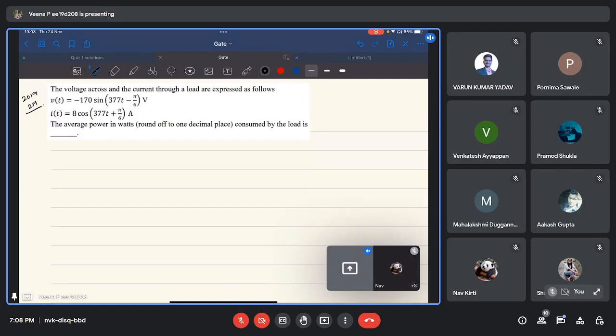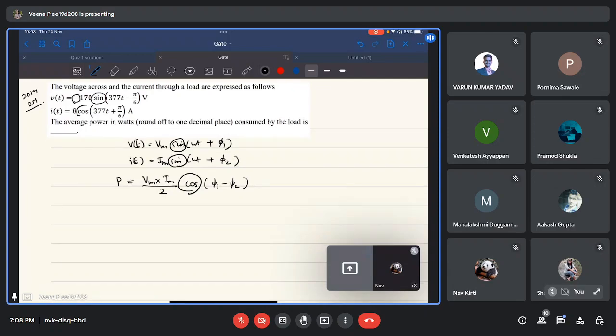So when there are 2 waveforms of similar frequencies, we have voltage and current. Say V of t is Vm sine of omega t plus an angle, say phi 1, and I of t is Im sine of the same frequency, omega t plus or minus phi 2. Then the active power is given by V max into I max by 2, cosine of the angle between them. In this case, since both are sine, the angle will be phi 1 minus phi 2 or phi 2 minus phi 1. Because it is cos, it doesn't matter. Cosine of theta is the same as cosine of minus theta. But in the question, one component is minus sine and the other component is cos.